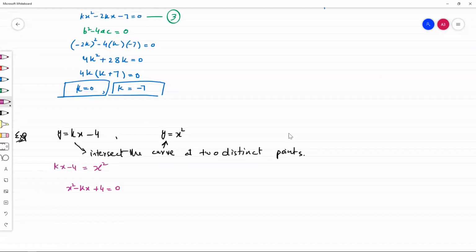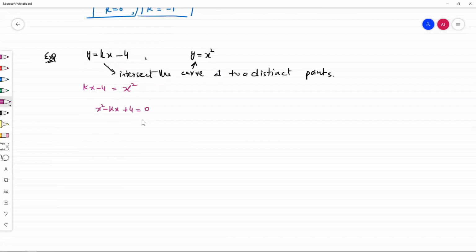So the discriminant, b square minus 4ac, should be greater than 0. It means now put the values of a, b and c. b is minus k whole square, minus 4 into 1 into c, which is 4, greater than 0. So k square minus 16 greater than 0.